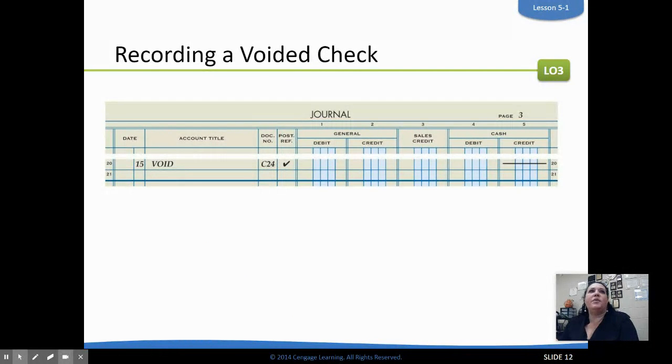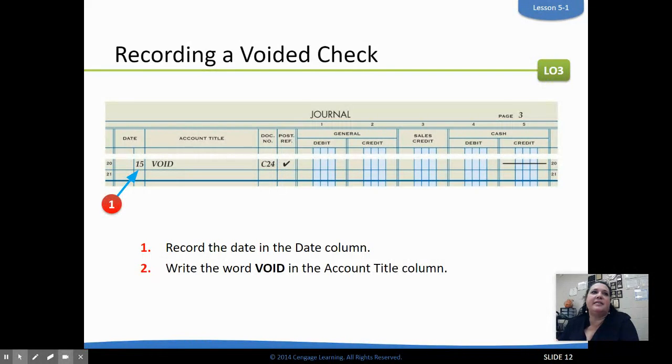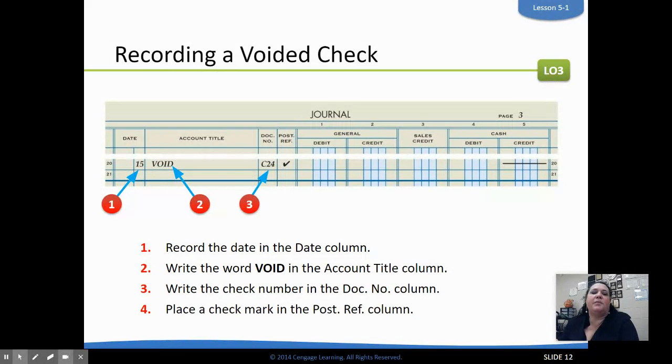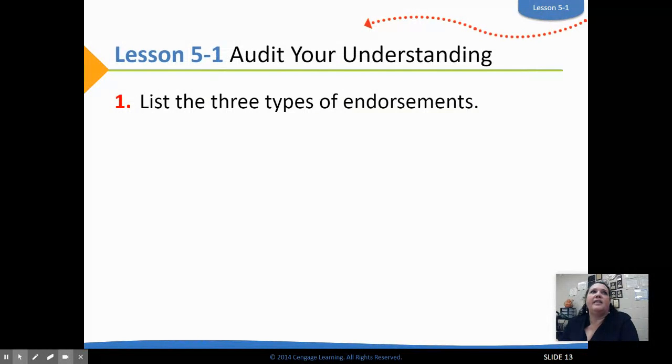Okay. So if we have a void check, meaning we wrote it in error and it's not supposed to be done, we are going to enter it on our journal, and it looks just like this. The date, the word void, the check number, put a check mark in the posting reference, and then draw a dash through the cash credit column. And then we would definitely write void across the check and notate that on the check stub.